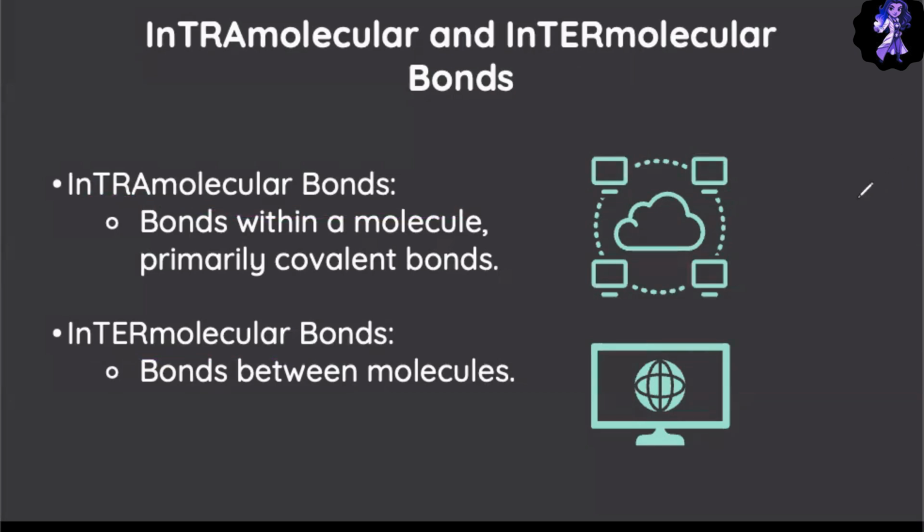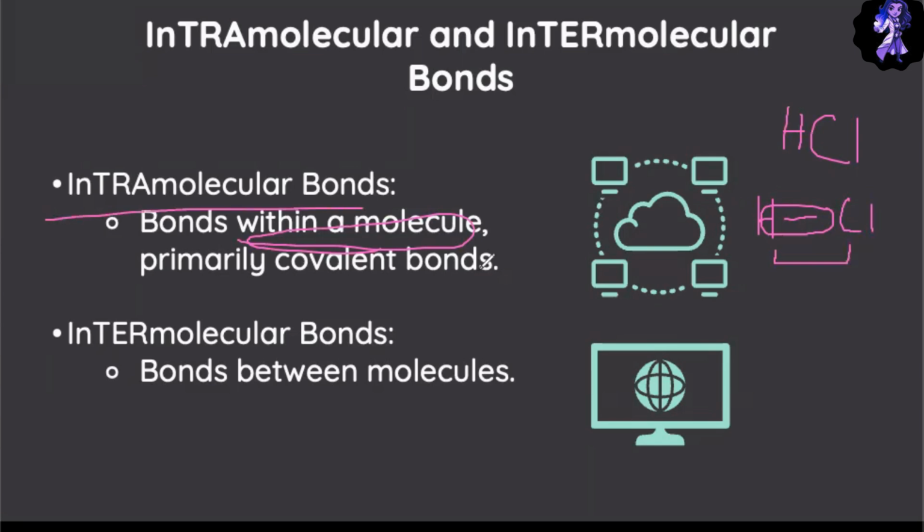For intramolecular bonds, we're talking about within a molecule. For example, if you have something like hydrochloric acid, we know that the hydrogen is attached to the chlorine, and we know that there's a connection between the two. There's essentially a bond between the two. The relationship that we're looking at is intramolecular, or we're looking at the intramolecular force or bond, in that case, between hydrogen and chlorine.